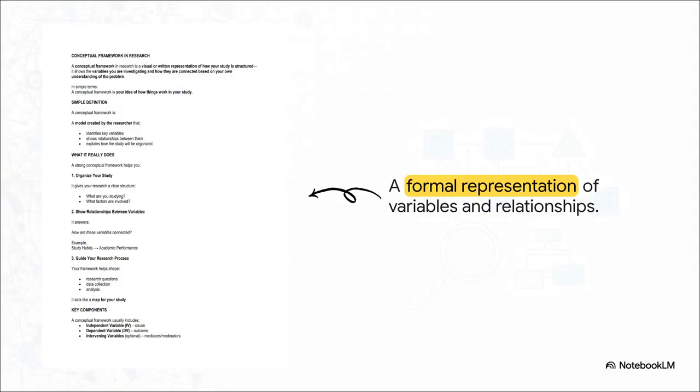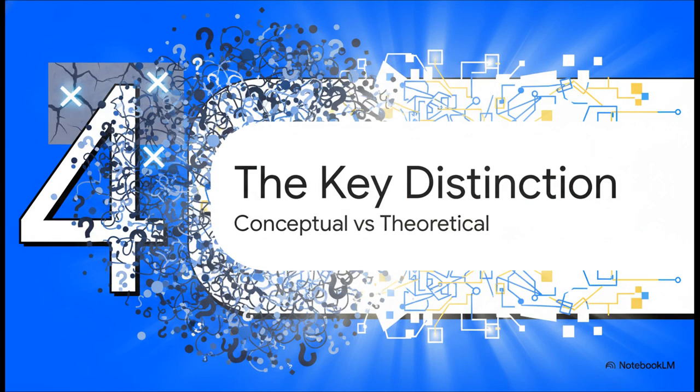And this brilliantly illustrates how these components actually look on paper. When you formally represent the variables and their relationships like this, it fundamentally shapes everything else you do. A formal layout of your independent, intervening, and dependent variables, it literally dictates exactly what data you need to go out and collect. It's no longer just this abstract idea, it is a structural reality. Now for a really important pivot. Part 4, Conceptual versus Theoretical, the key distinction.